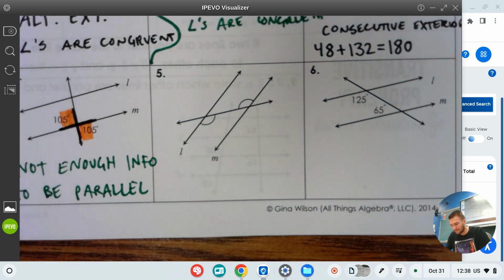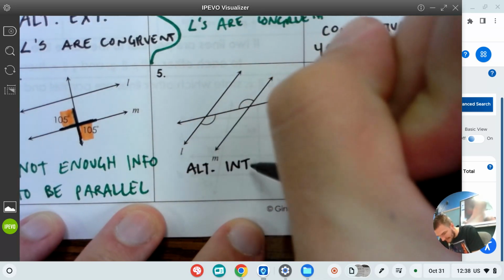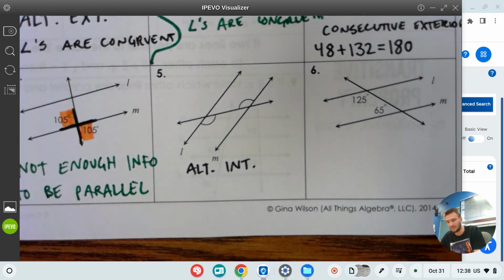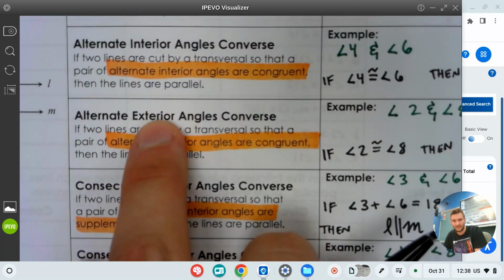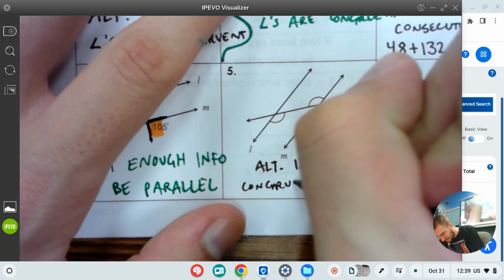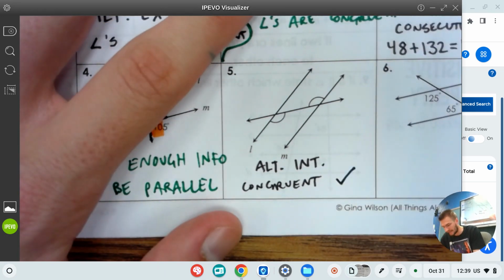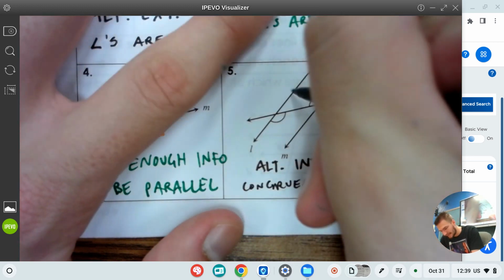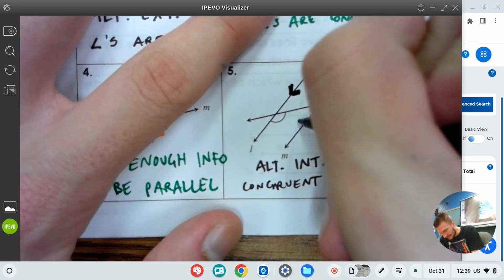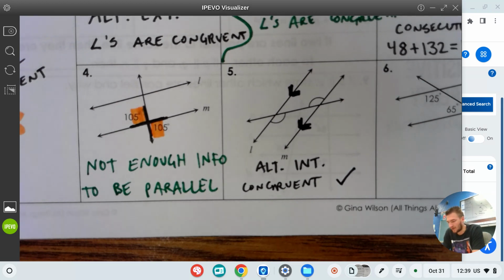Now 5 is alternate interior angles. Alternate interiors are supposed to be congruent. And are the angles congruent? Yes, they are. And so we can say that L and M are the same. I said the same, but they're parallel is what I really should have said. Their slopes are the same.